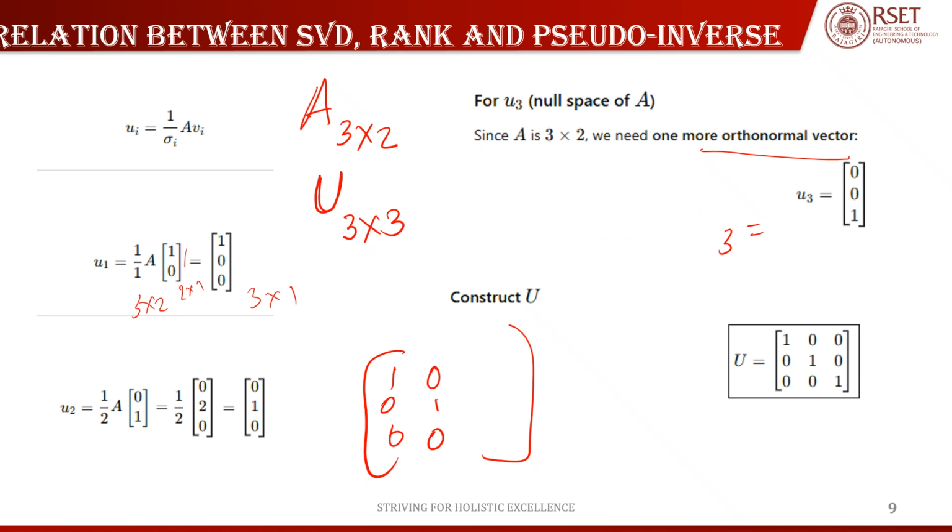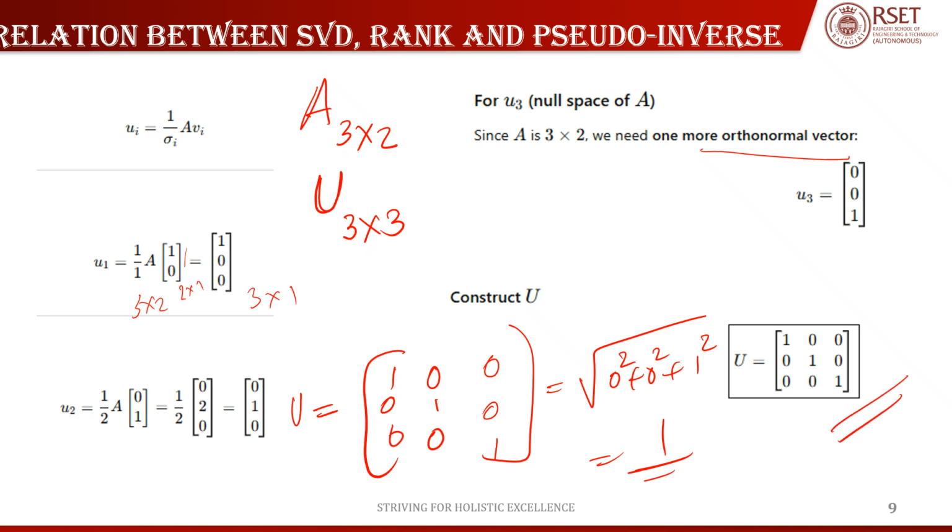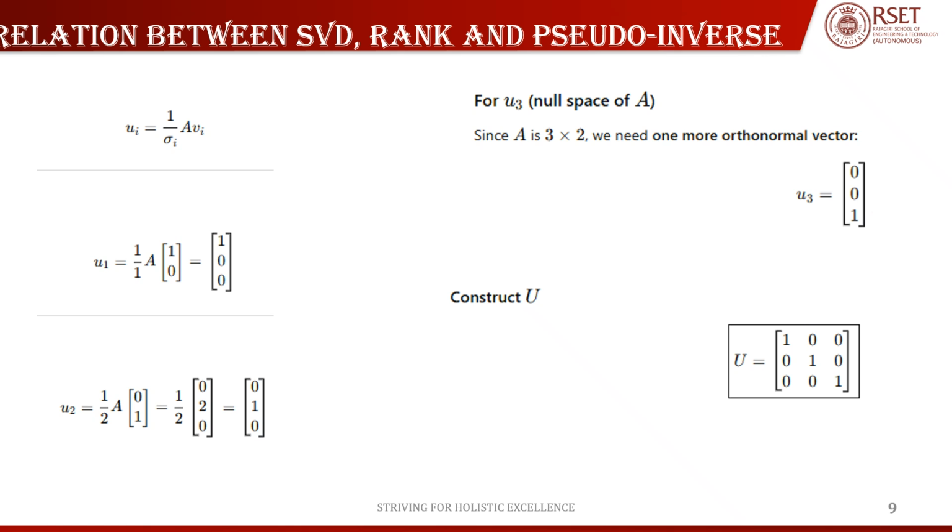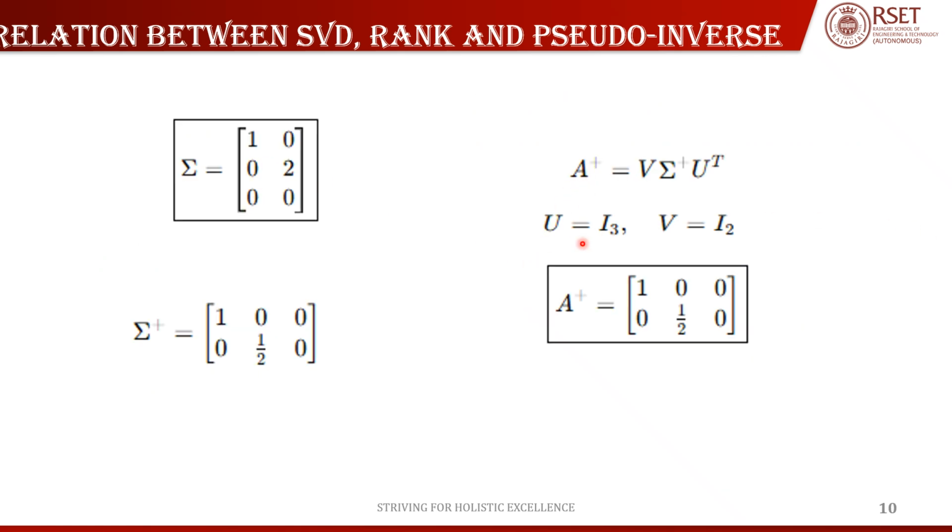As we know, these are the standard basis vectors. A vector which is linearly independent to 1 0 0 and 0 1 0 will definitely be 0 0 1. So you can choose a third linearly independent orthonormal vector. It should be orthonormal, which means that root of 0 square plus 0 square plus 1 square should be equal to 1. Since it's equal to 1, your third vector is also orthonormal, so choose this to be your U. Okay, so now you have U, and your U was equal to I3 and your V was equal to I2.